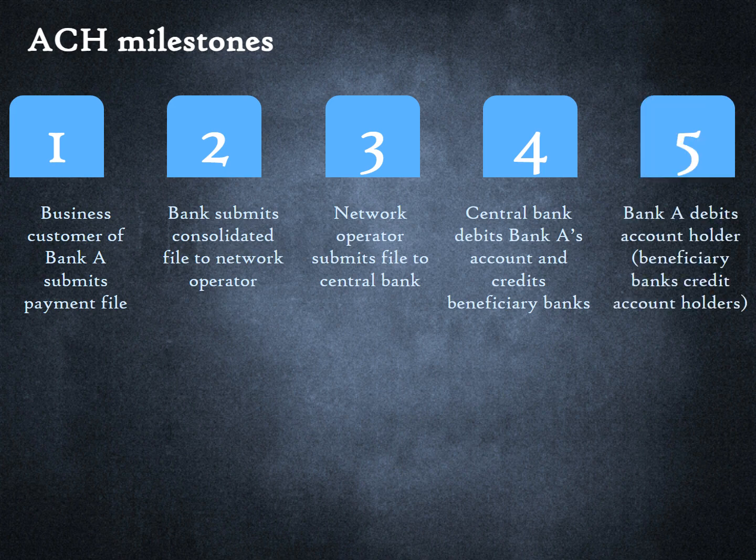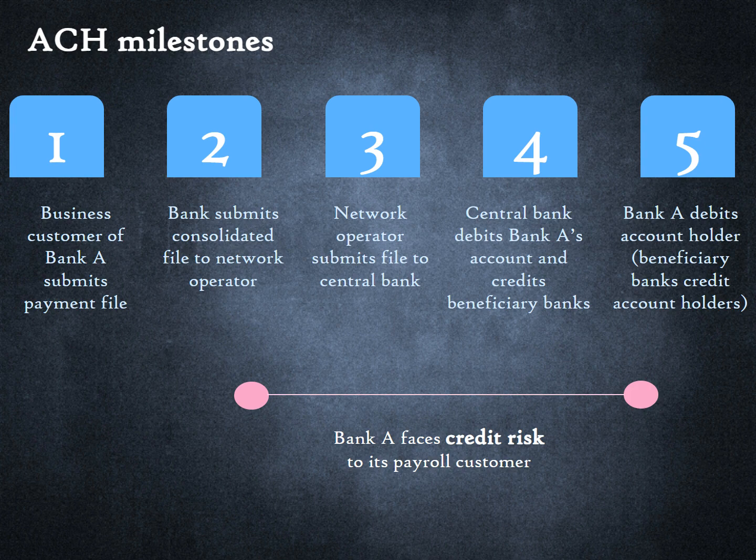We can also observe the credit risk Bank A faces. At milestone 2, Bank A becomes liable to make payments to other banks, but it does not actually debit its customer's account till milestone 5. Hence, between milestones 2 and 5, the bank is exposed to the risk that the corporate customer will not have sufficient funds. If the customer has an upcoming scheduled obligation of $100 and the funds in their bank account are only $20, that means the bank is running a credit risk of $80.